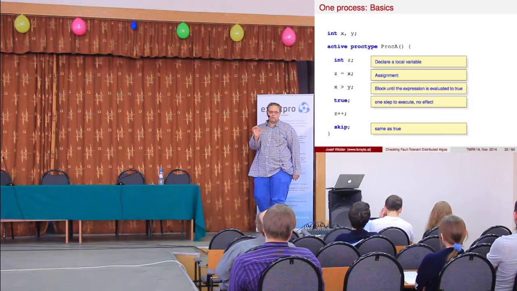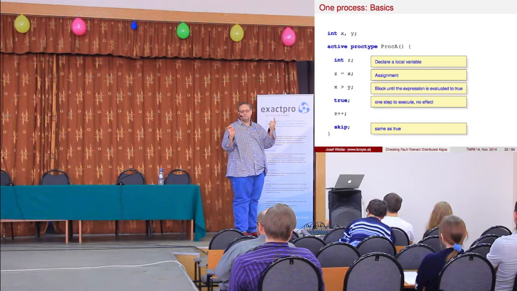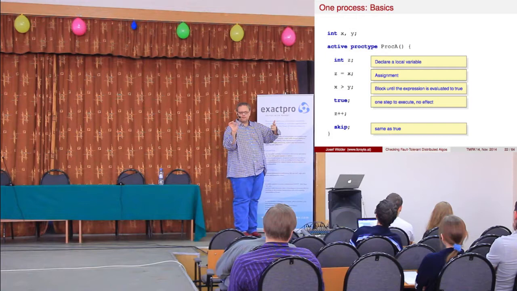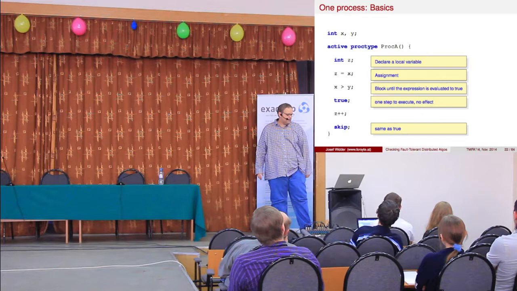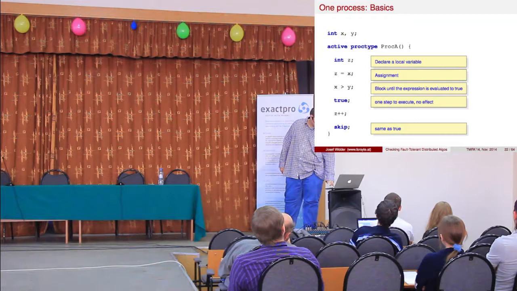And since it's a concurrent system, you describe a concurrent system, it might be that the other process does a step that makes this condition come true, and then you can continue. Which also means that you can have a statement like true, which just takes a step, and you can have skip, which is the same as true. So you have the basic things that you find in programming languages.